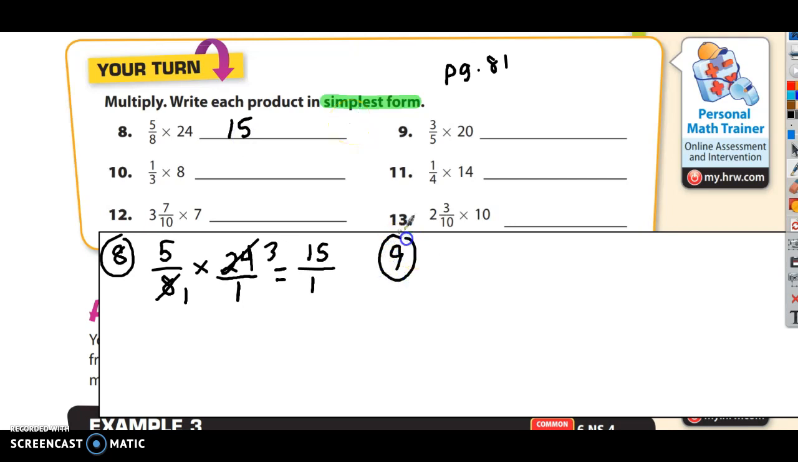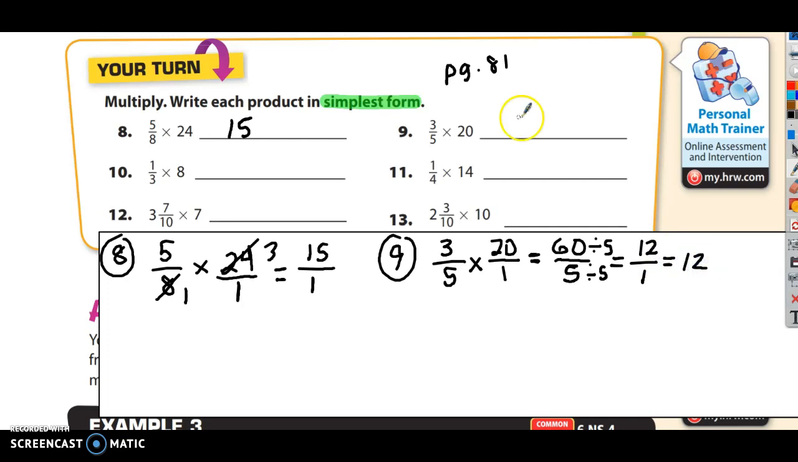Let's check out number 9. I'm going to do 3/5 times 20 over 1. I'm just going to immediately put 20 over 1. I could do 3 times 20. I could do this one without simplifying right now. It's just not easier. Watch. 3 times 20 is 60. And 5 times 1 is 5. And 60 and 5 are each divisible by 5. 60 divided by 5 is 12. And 5 divided by 5 is 1. And 12 over 1 is equal to 12.